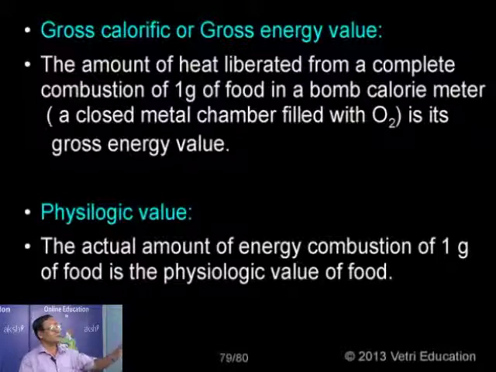And that is always different from the one normally done outside. While we are coming to the working capacity, the physiologic value is always different from the gross energy value. Now I will show the comparison. This is nothing but the actual amount of energy liberated in the human body when 1 gram of food is combusted, and that is called physiologic value. So the actual amount of energy combustion of 1 gram of food in the living cell. You have to add this statement also, in the living cells.